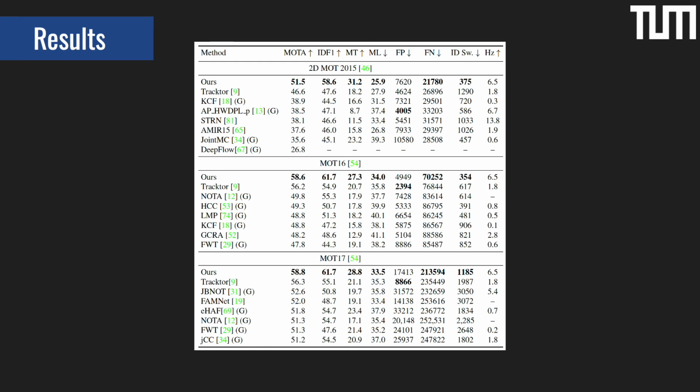For benchmark evaluation, we test our models on the MOT 15, 16, and 17 datasets, and set new state-of-the-art results with a significant margin in all three of them, both in terms of MOTA and IDF1. Remarkably, we are also up to one order of magnitude faster than several graph methods.